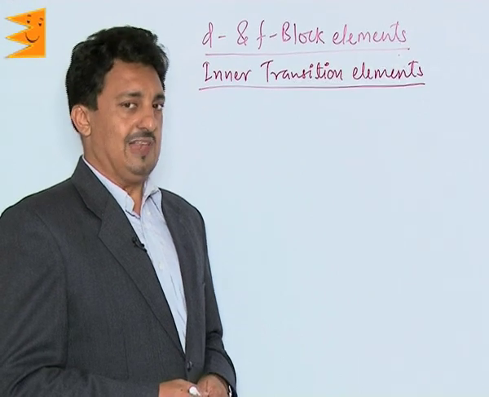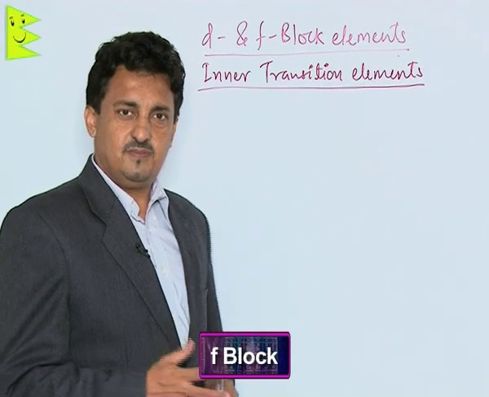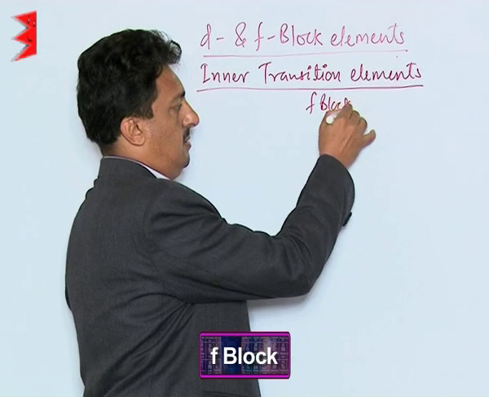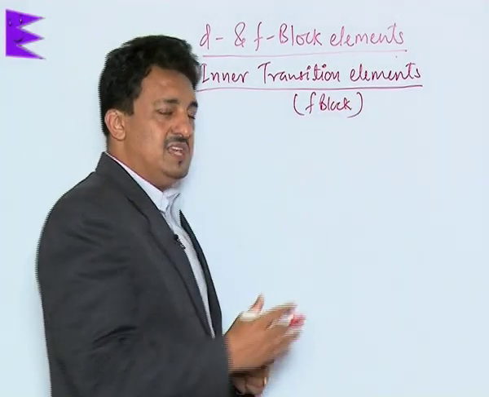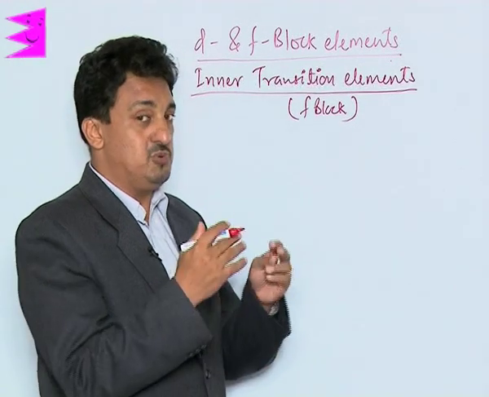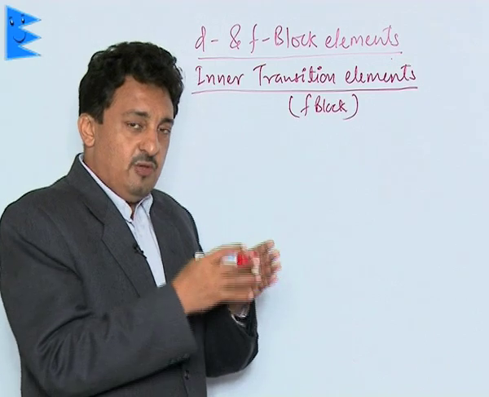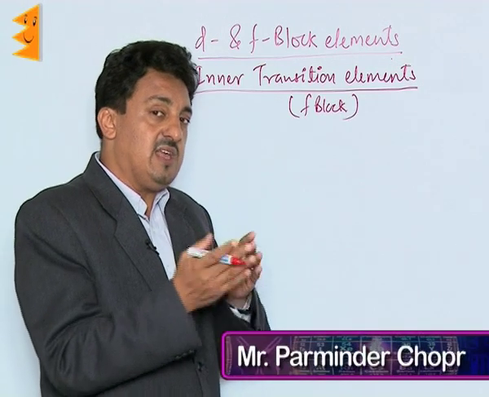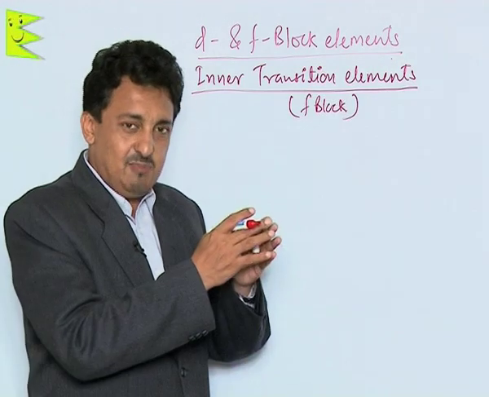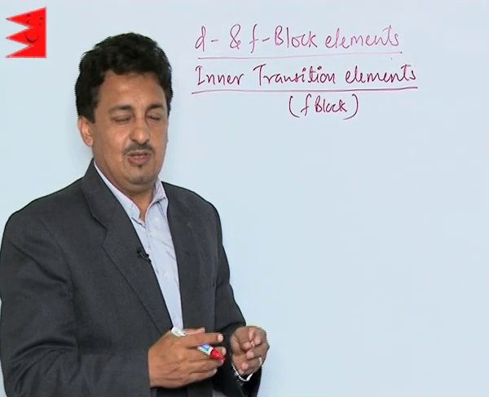The inner transition elements. We are talking here about the F block elements. We know the 28 elements of the F block are placed separately from the main periodic table because their actual position lies inside the D block. As the 4f and 5f are filled after getting one electron in the 5d and 6d, we cannot separate the D block, so we have no other choice but to place them separately below the main periodic table.